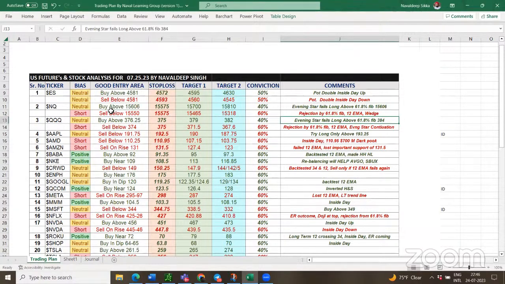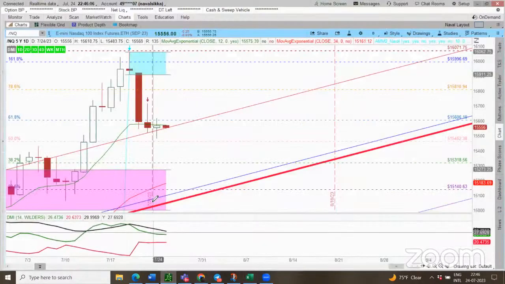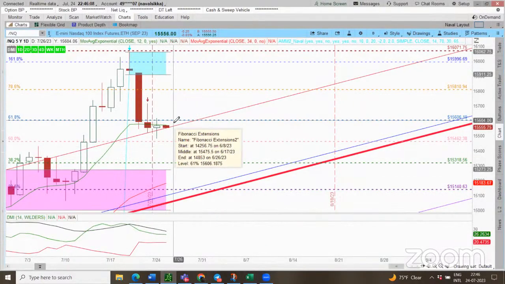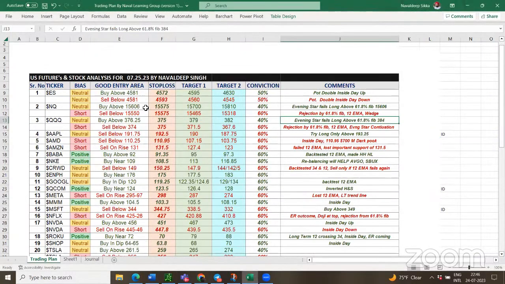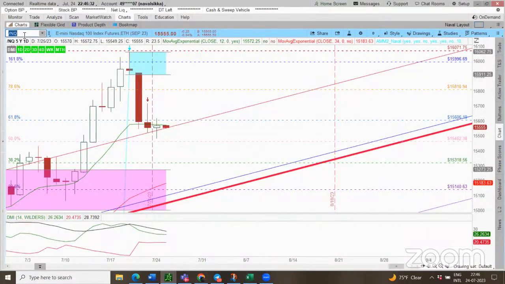The targets are fine. On the other side, if you want to try a positive take on NQ, we need to go above 16,060. The levels are the same and the logic is the same. Then the wedge fails, and we go long above this area. Then let's move on to triple Q.